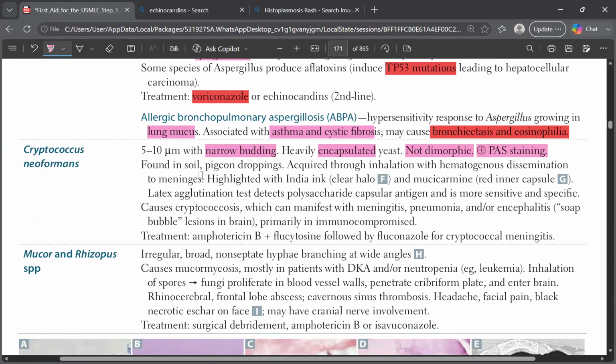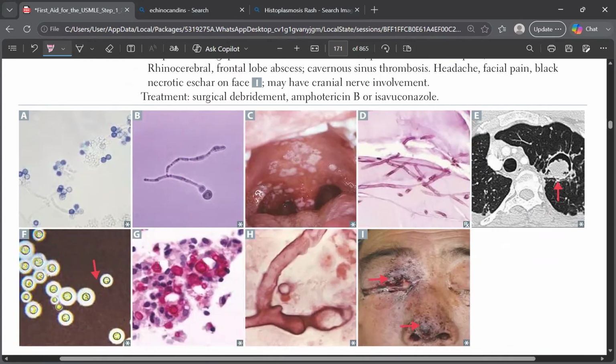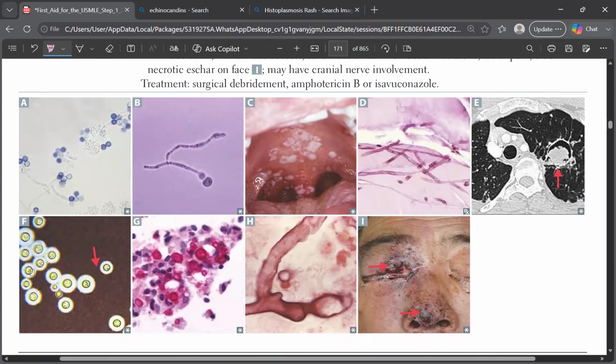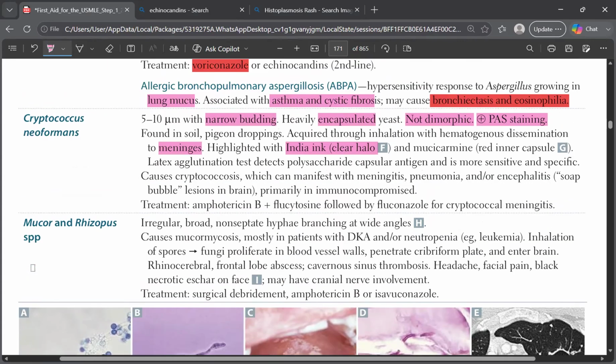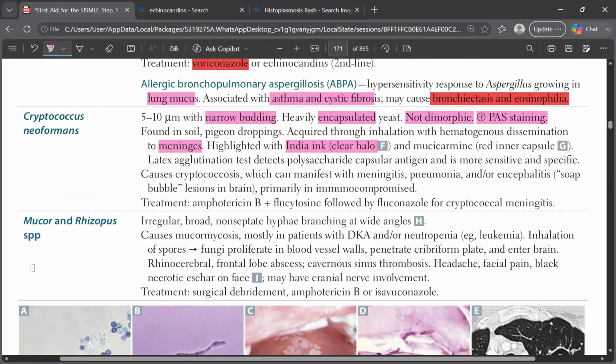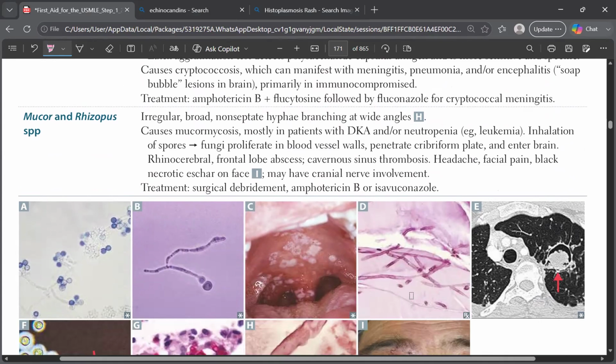It is found in soil and pigeon droppings, acquired through inhalation with hematogenous dissemination to meninges, highlighted with India ink, and it produces a clear halo on the India ink. Here, it remains transparent on the India ink. And mucicarmine stains red the capsule.